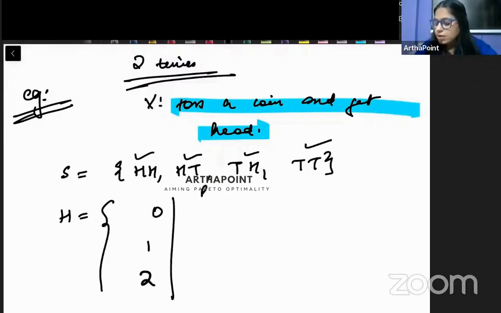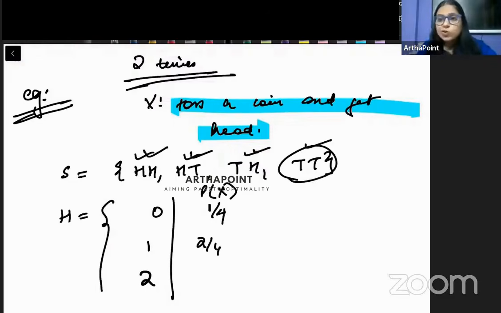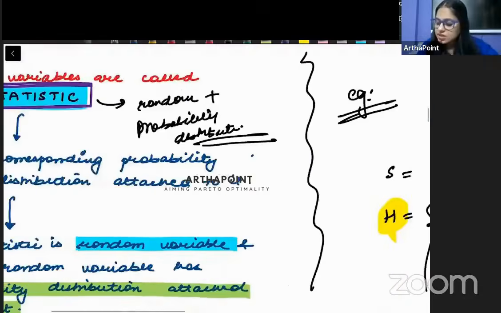और इसके कॉरेस्पॉन्डिंग हमारे पास प्रोबेबिलिटी आ जाता है, that 0 heads का probability it occurs 1 out of 4 times, 1 head probability it occurs 2 out of 4 times, and 2 head probability it occurs 1 out of 4 times. So any variable which is random in nature has an associated probability distribution with it. उसका एक associated probability distribution होता है, right? So same is the case here बच्चे.